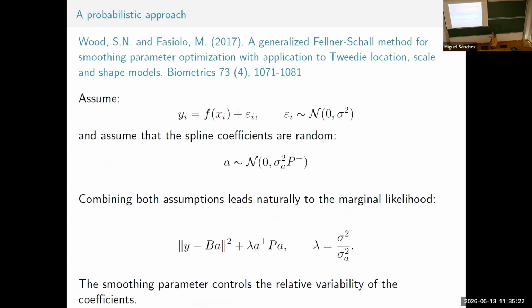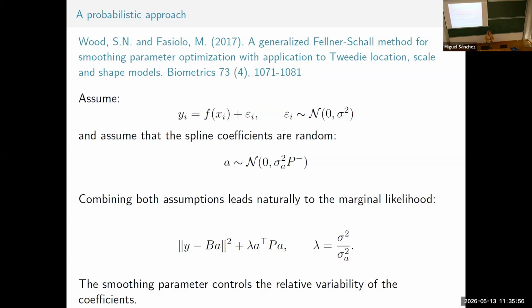So one possibility, and this is a paper in 2017, is that you go Bayesian, which is partly related to what Alex says. What I'm going to assume is that my coefficients, the spline coefficients, are random, with a particular covariance structure. The covariance structure is the inverse of the penalty multiplied by a variance parameter.